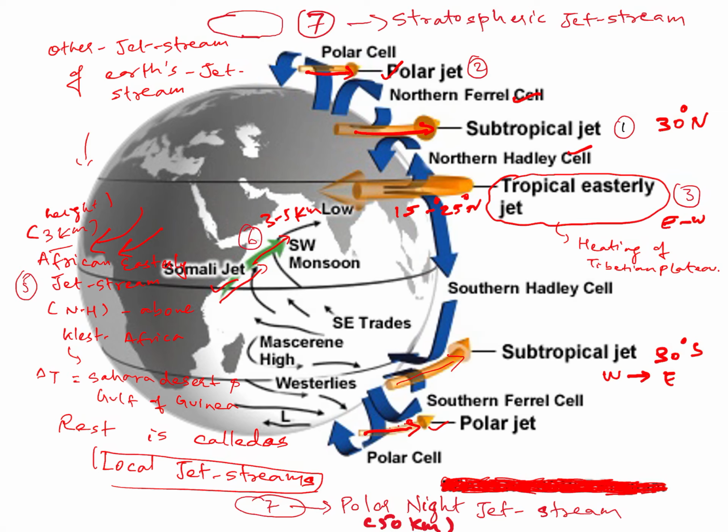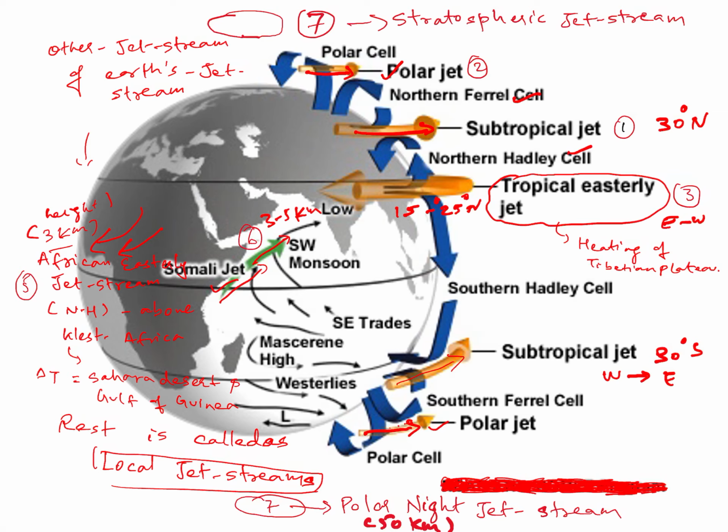Now, these are all tropical jet streams, which are found in the troposphere only. The Somalian jet stream and the African jet stream are also called tropical low-level jet streams or tropical waves.